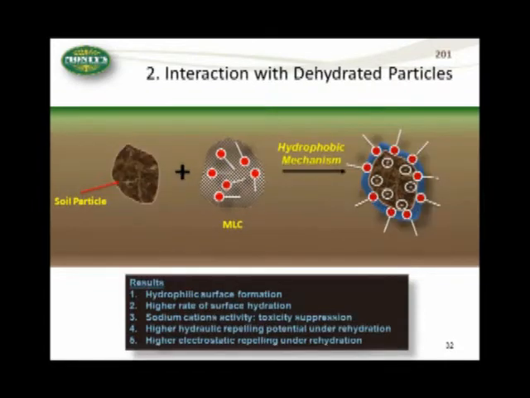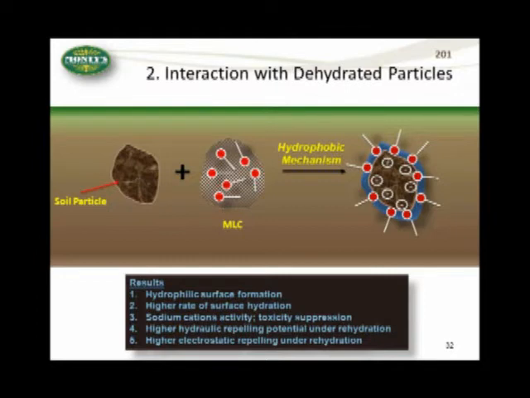The second mechanism that I want to look at here is the interaction with dehydrated particles. So imagine a sand particle that has very little hydration to it. When you add liquid carbon to it, you get a hydrophobic mechanism that takes place around that particle. And so what happens is, as water begins to interact, it begins to be attracted by the hydrophilic portions of that particular humic. And so the humic coats the particle, and then it begins to attract water around it and hold that water.